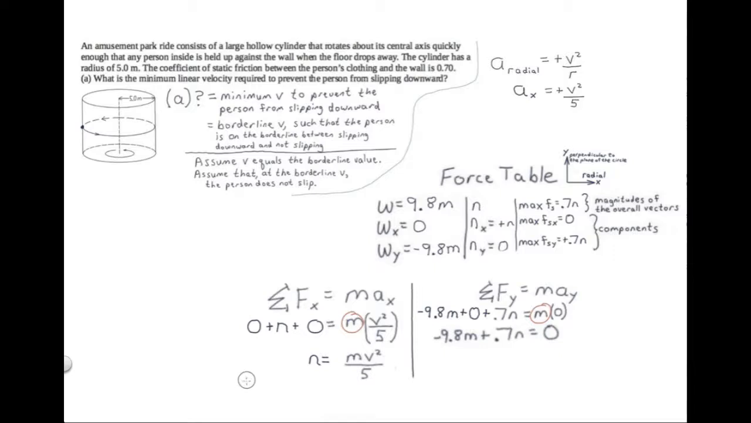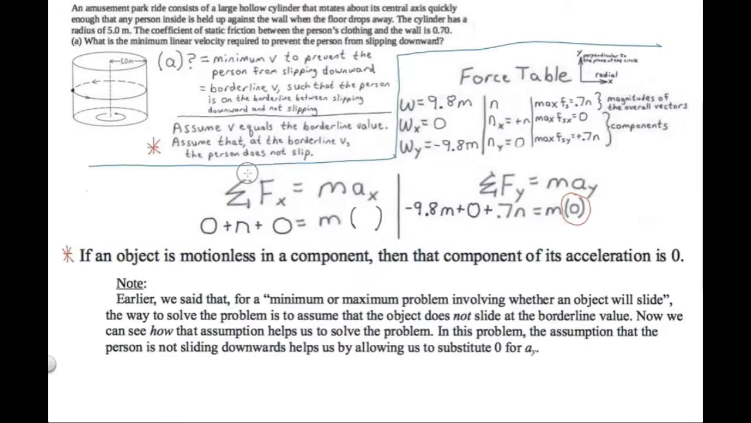We still don't know what the mass of the person is, so we continue to use the symbol lowercase m for the mass. Remember that we're assuming that the person does not slip downwards. Therefore, the person will be vertically motionless. The person has no motion in the y component. So we can substitute 0 for a sub y in our Newton's second law y equation.